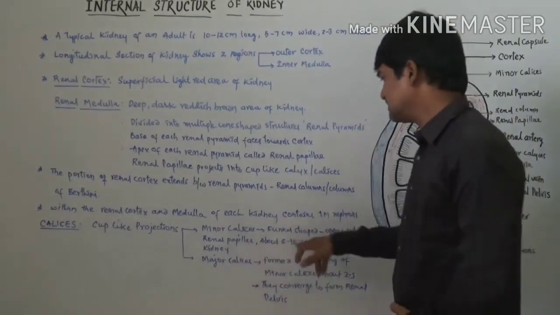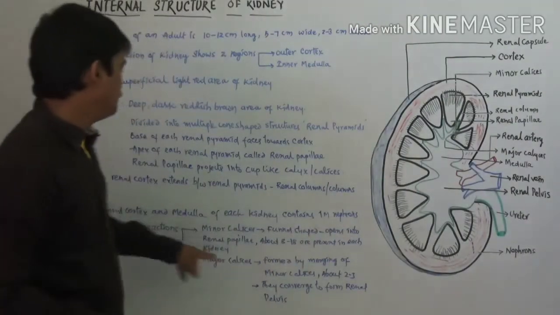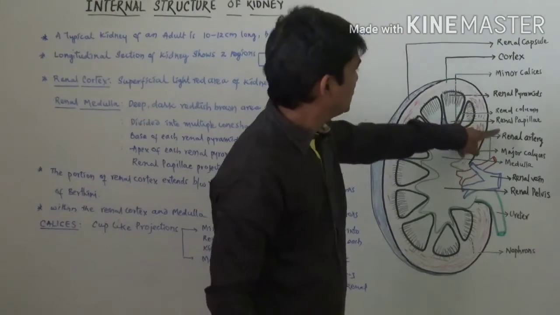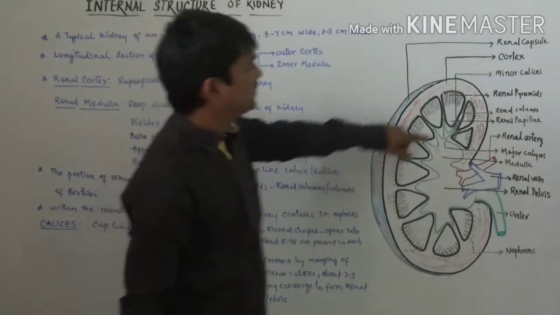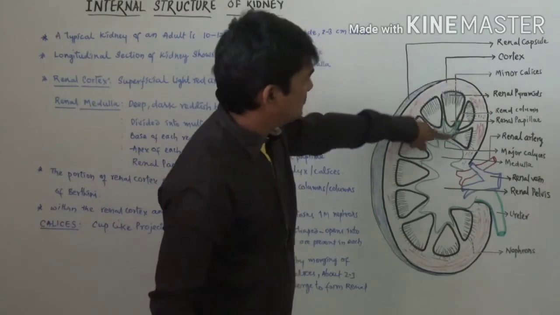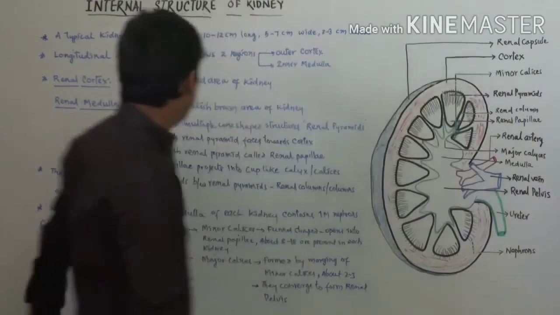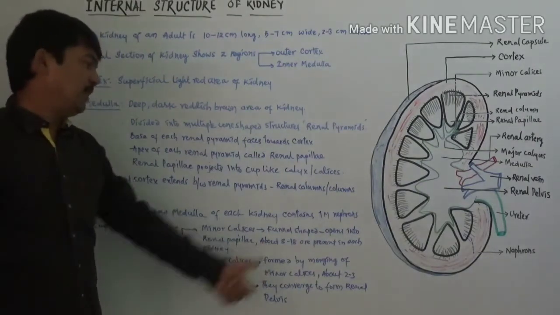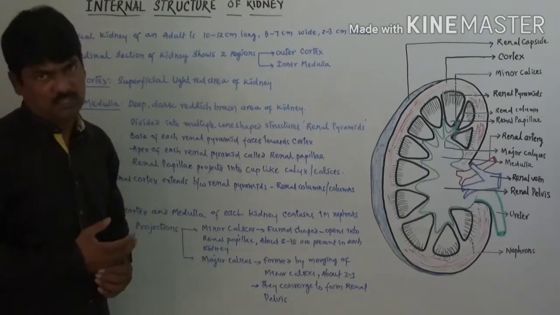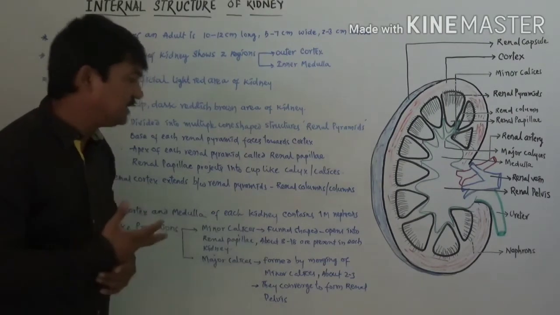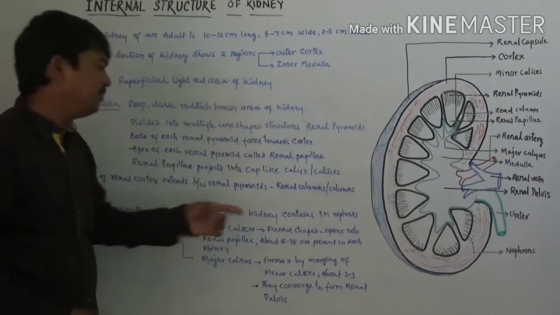Minor calyces are funnel-shaped structures that open into the renal papillae. These are the renal papillae, and there we can identify the minor calyces. They are located at the renal papillae, and 8 to 18 minor calyces are present in each kidney.